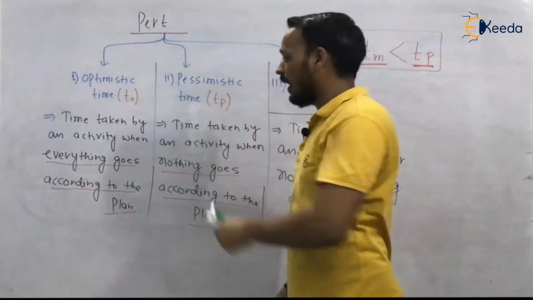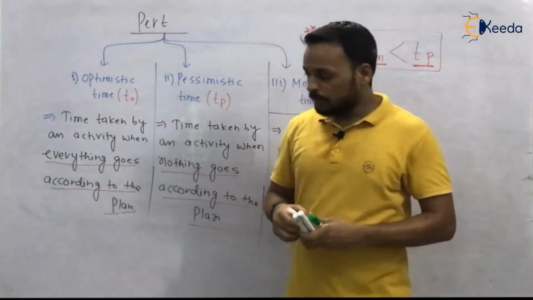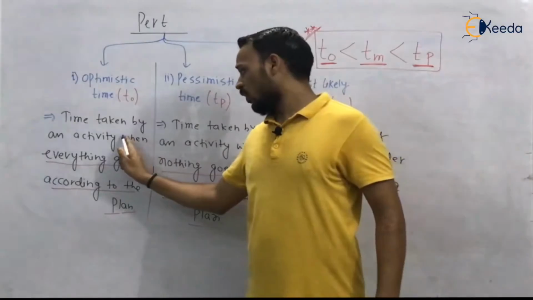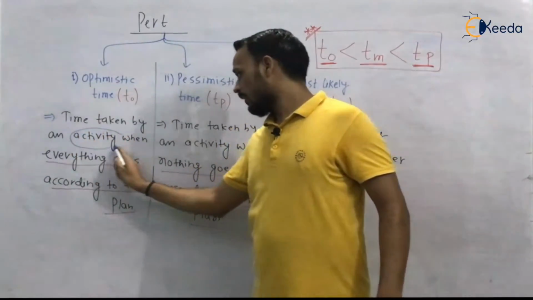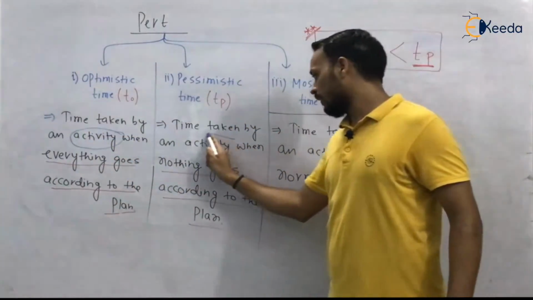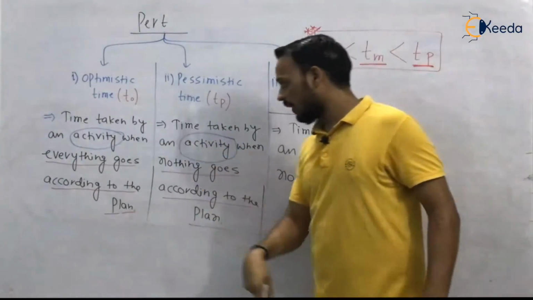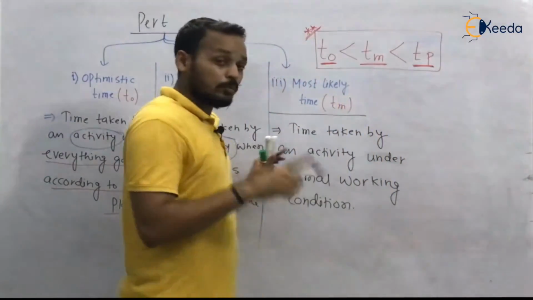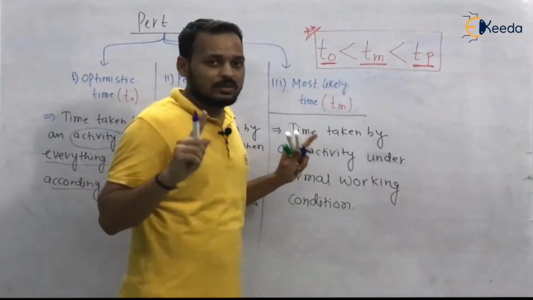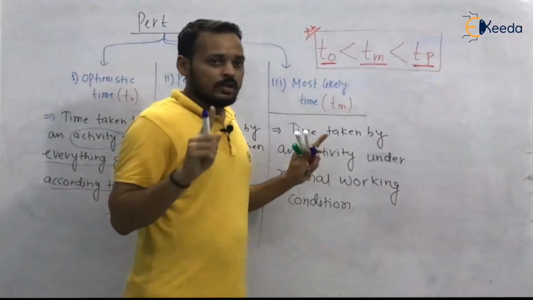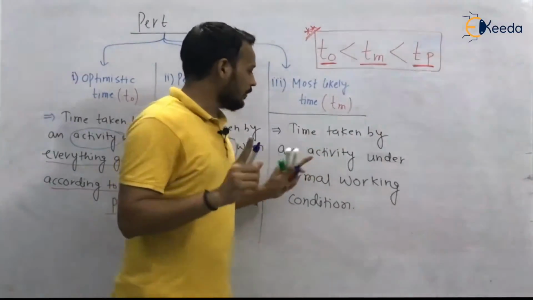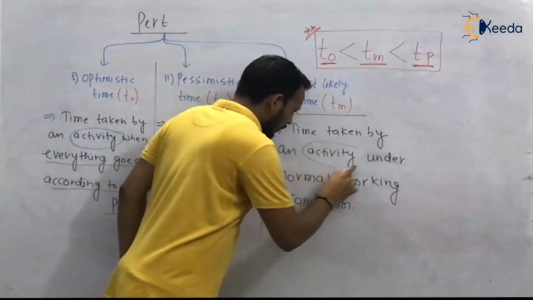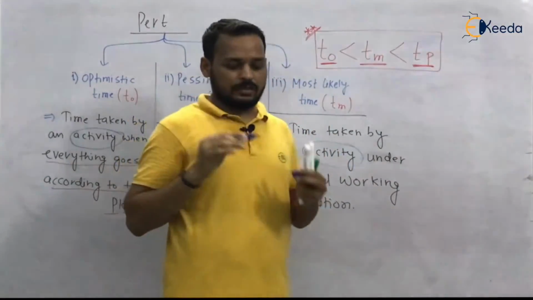So these are the 3 times. And one thing you have to note is that these are all the time taken by a single activity. Look at the definition. It is not the project completion time. Optimistic, pessimistic, and most likely time are not a project completion time. These are all the time taken to complete a single activity.